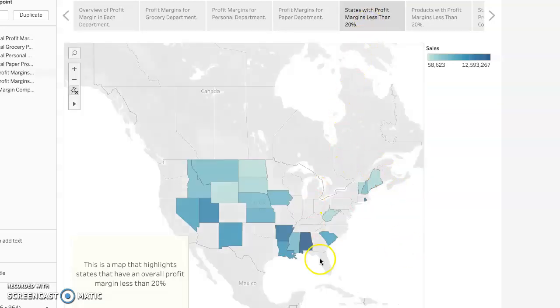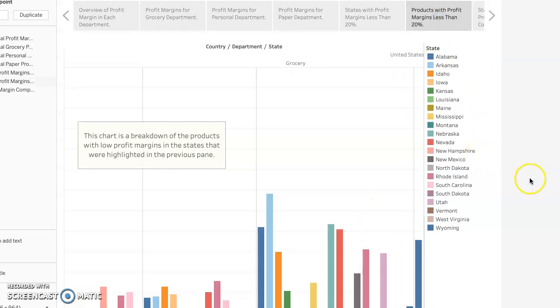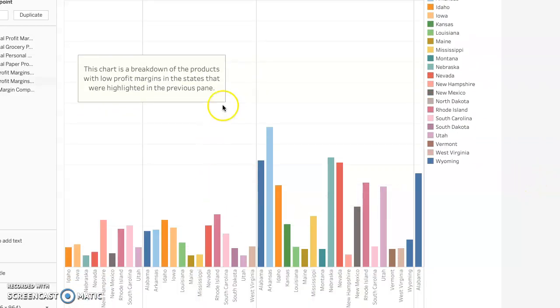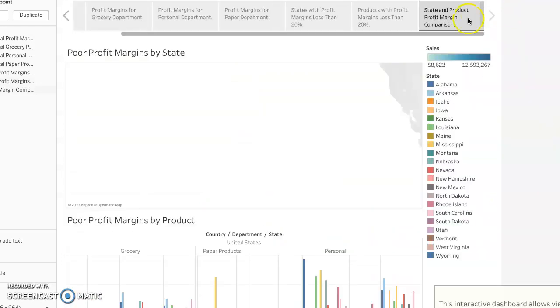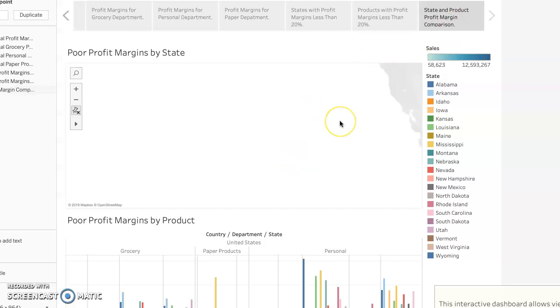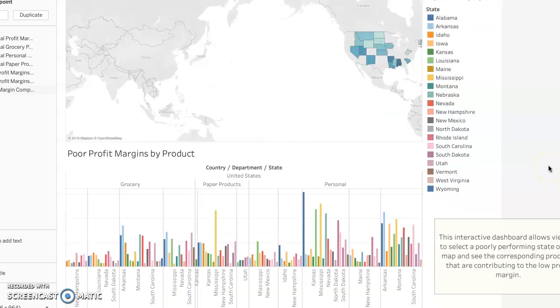Here is the state map, highlighting all of those states that were below a 20% profit margin. And then finally, next, we have the products within those states, which you can see here. And then last but not least, the interactive dashboard, which I lost my United States over here. And that pretty much completes the story.